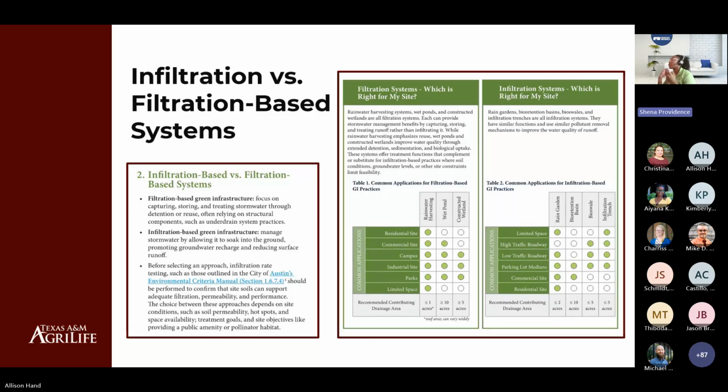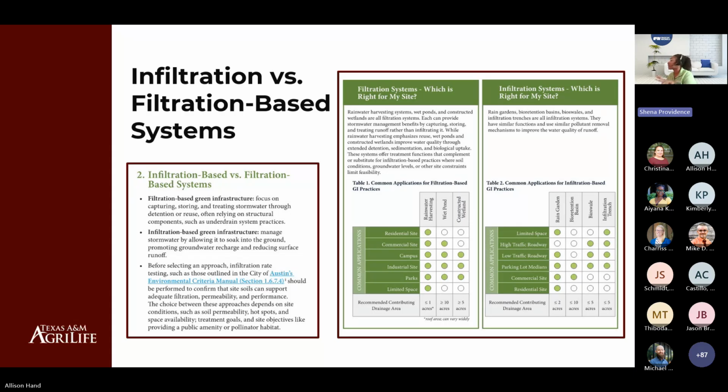Filtration-based systems typically focus on capturing, storing, and treating stormwater through detention or reuse. Each type offers treatment functions that complement or substitute the infiltration-based practices where soil conditions, groundwater levels, or other site constraints may limit feasibility.